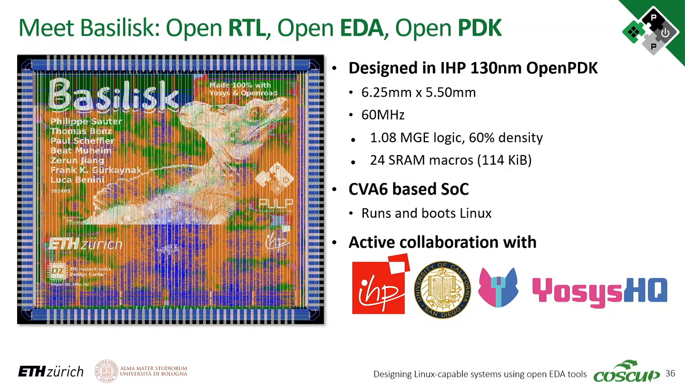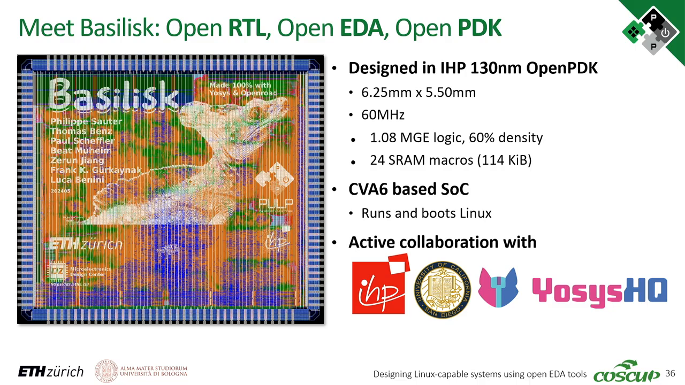And this is currently what we are able to produce. This is a chip called Basilisk. It was taped out in IHP's 130 nanometer technology. It is fairly large for this technology, 6 by 5 millimeters roughly. It is not very fast, but that wasn't really the goal. The goal was just to see if we can actually design something like this. It has more than 1 million gate equivalent.